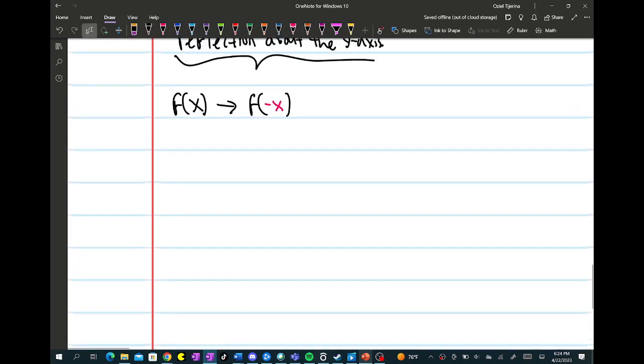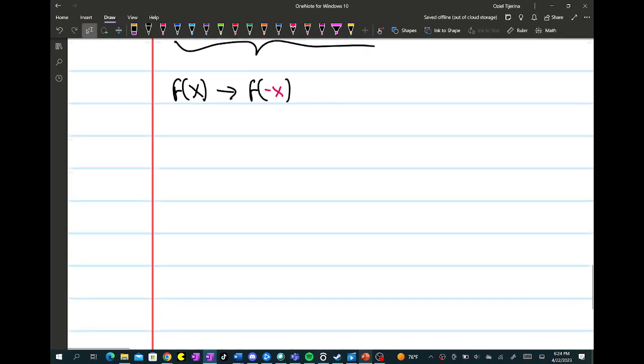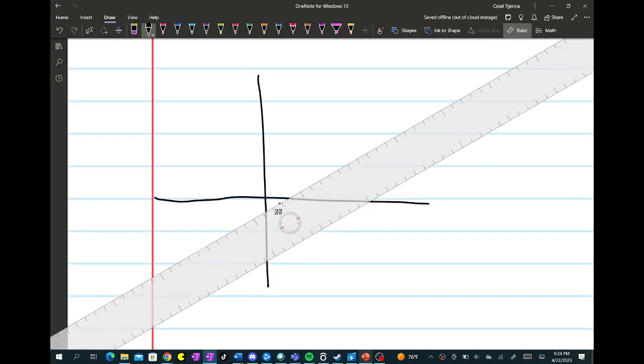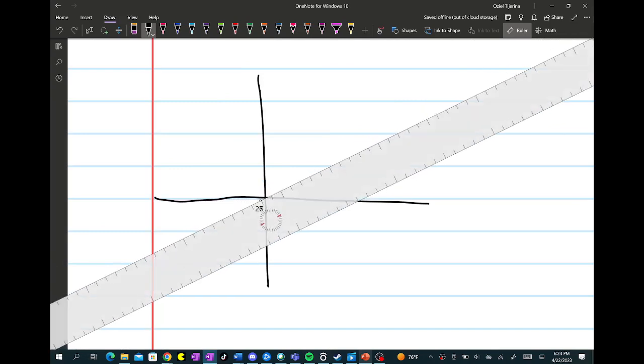So, I'll give you guys an example. And actually, hold on. Yeah, so that is a reflection about the y-axis. So for example, let's do the parent function of y equals x, and I'm just going to show you guys a graph representation of this.